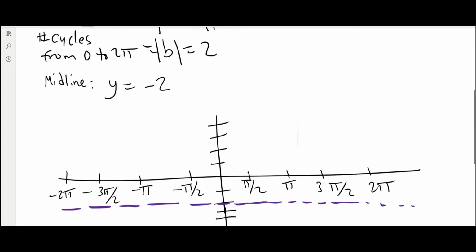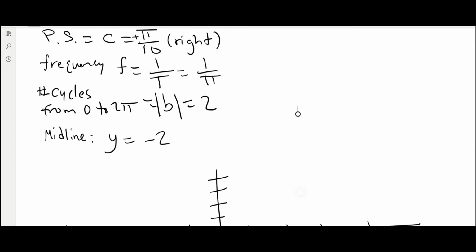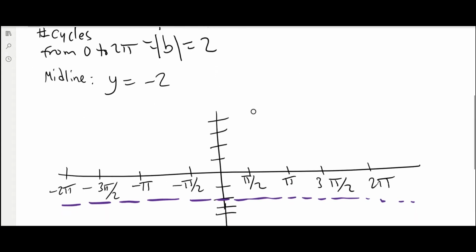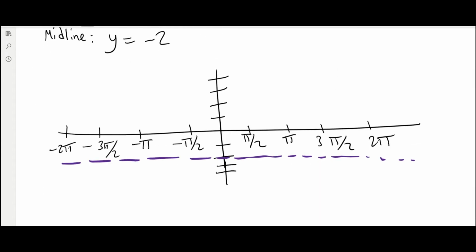And the amplitude, we said that the amplitude was 2. So that means if you go a distance of 2 from the -2 here, it's going to peak out at 0. Okay, so that means we're interested in this as our maximum. And then if you go 2 down from there, that's going to be at the -4, right? So we're interested in those two things for our minimum and maximum.